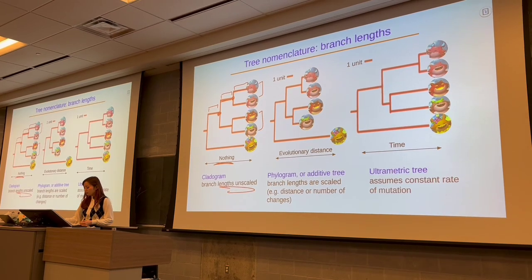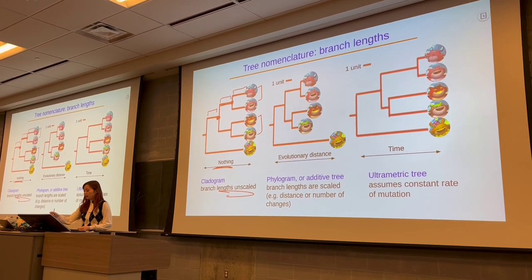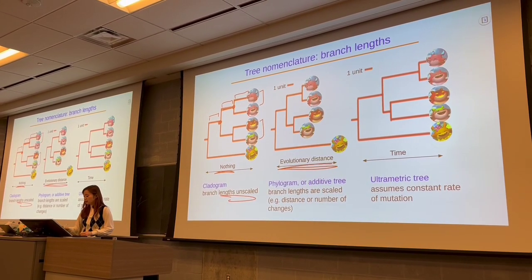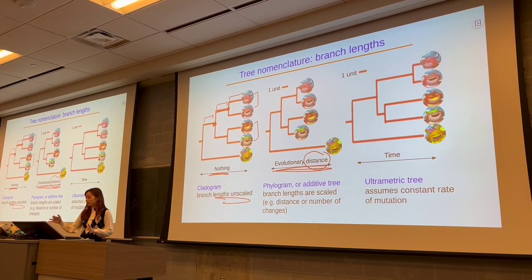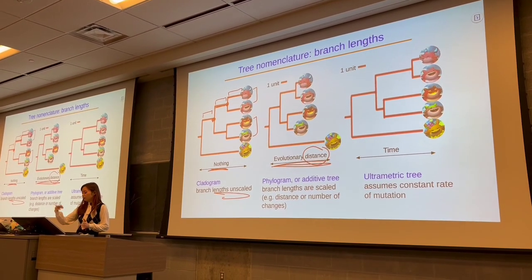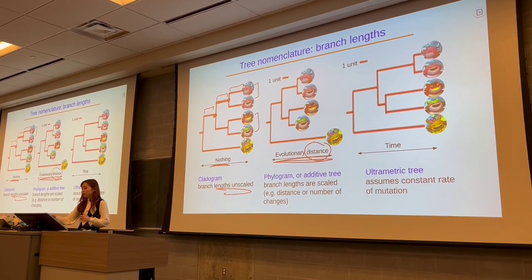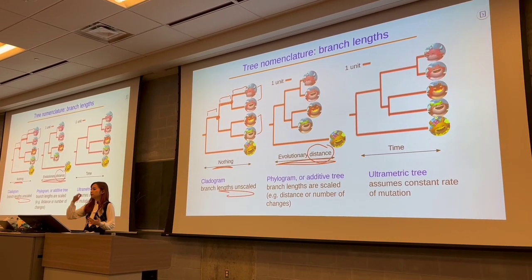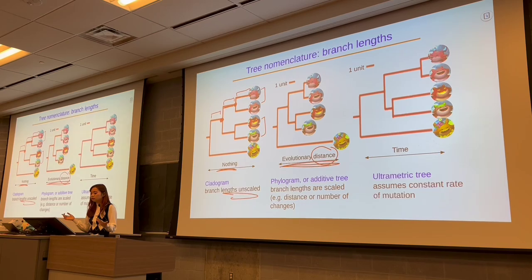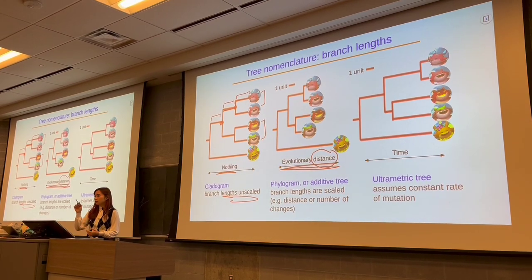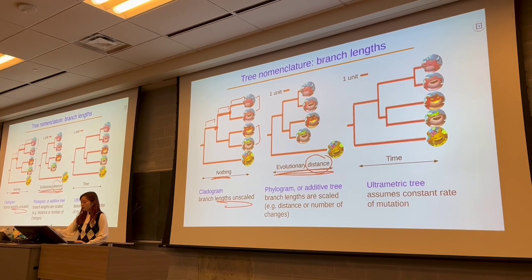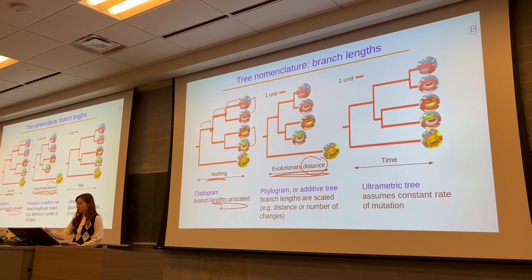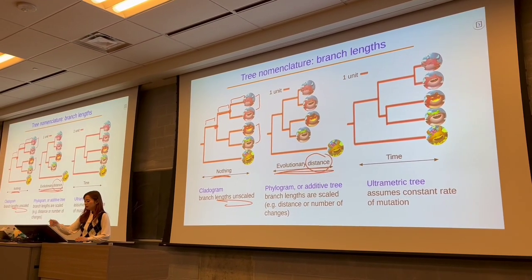Moving on to a phylogram or an additive tree. In this case, the x-axis means the evolutionary distance. The actual measures of distance themselves can vary. There are different ways to calculate it, but it could be things like number of substitutions, or number of substitutions normalized to some value. We'll go over that in the evolutionary models lecture. But suffice to say, x-axis branch lengths are scaled to the distance between them.